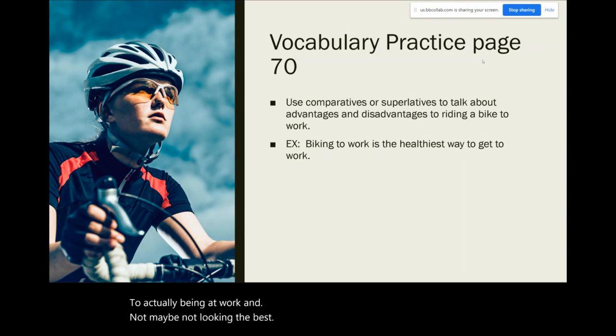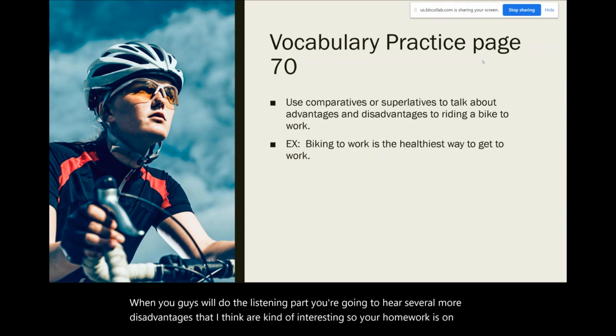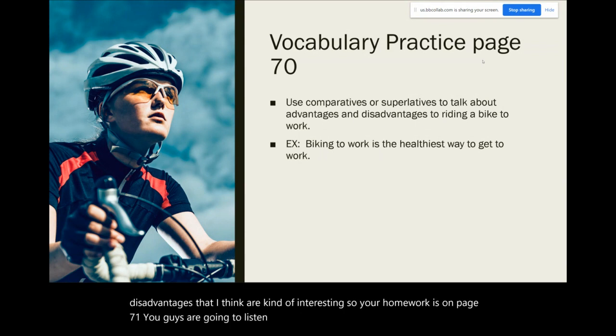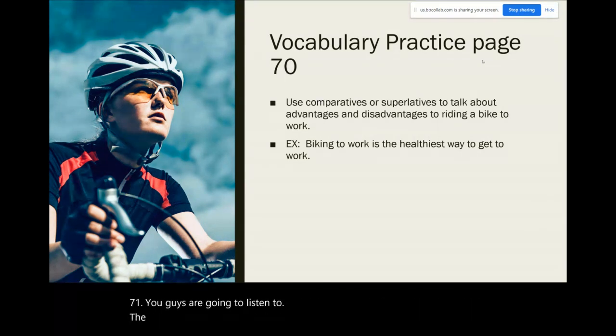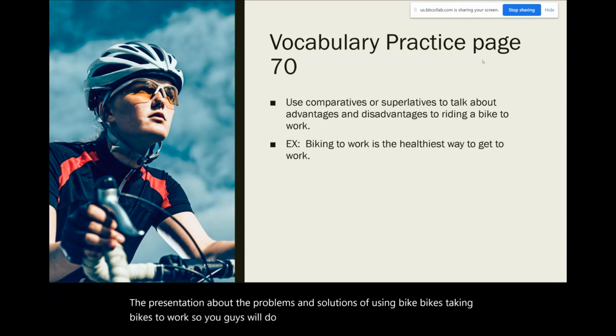When you do the listening part, you're going to hear several more disadvantages that I think are kind of interesting. So your homework is on page 71. You're going to listen to the presentation about the problems and solutions of taking bikes to work. And then when we come back to class on Wednesday, we'll do a little discussion about that. So that's really it for today.